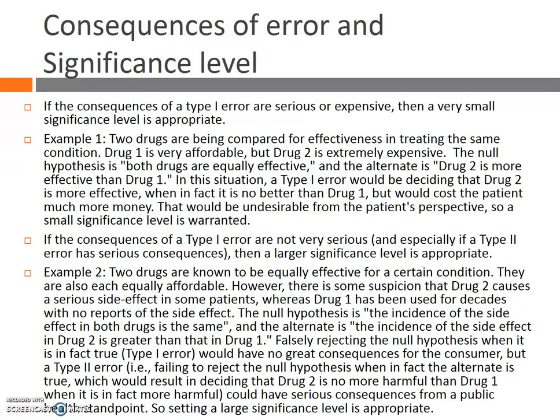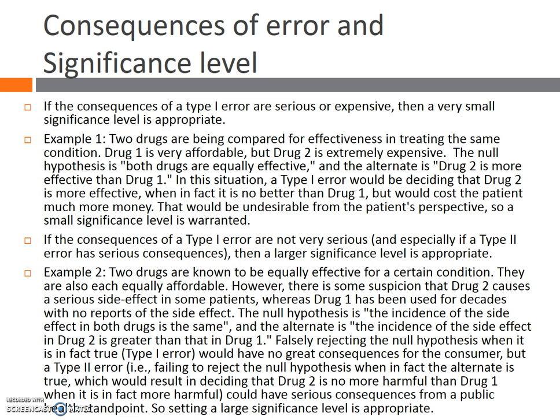If the consequences of a type 1 error are not very serious, and especially if a type 2 error has a serious consequence, then maybe a larger significance level is going to be appropriate. So let's talk about drugs again. 2 drugs are known to be equally effective for a certain condition. They're also equally affordable. However, there's some suspicion that drug 2 causes a serious side effect in some patients, whereas drug 1 has been used for decades with no reports of the side effect.